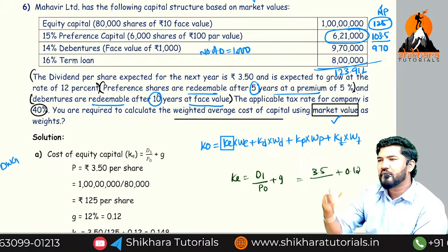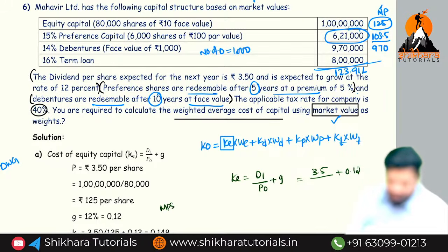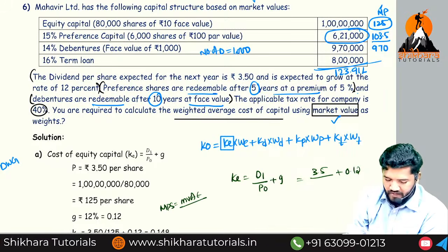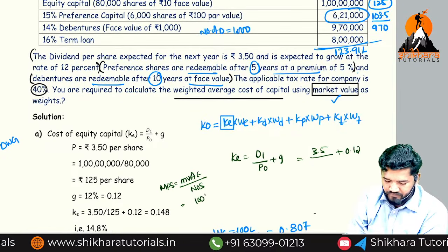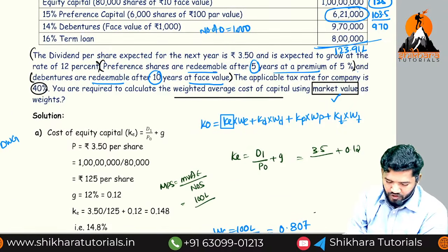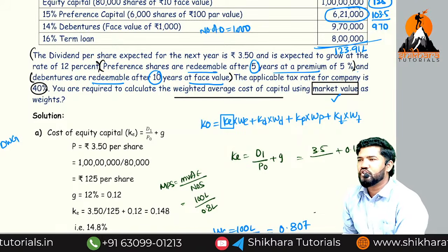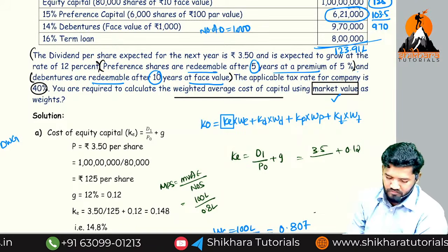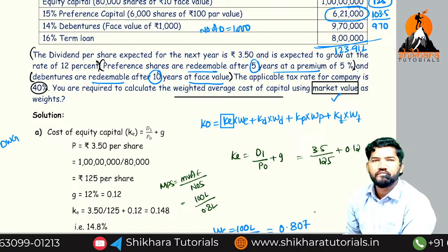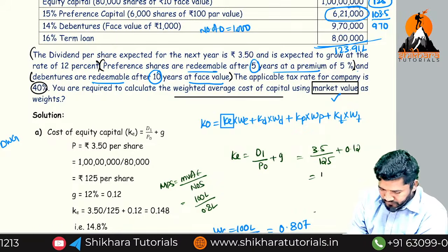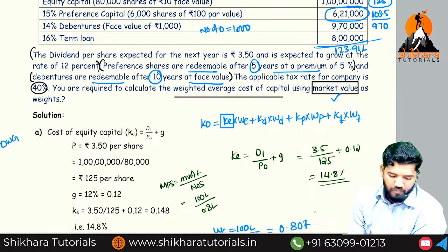They are not given directly, but we have a clue. Market value is there, shares is there. So MPS equals market value of equity divided by number of shares. Now what is the market value of equity? 100 lakhs divided by number of shares, 0.8 lakhs. 80,000 is nothing but the conversion to lakhs. The answer is 125. Now what about the KE? 14.8%. KE completed.